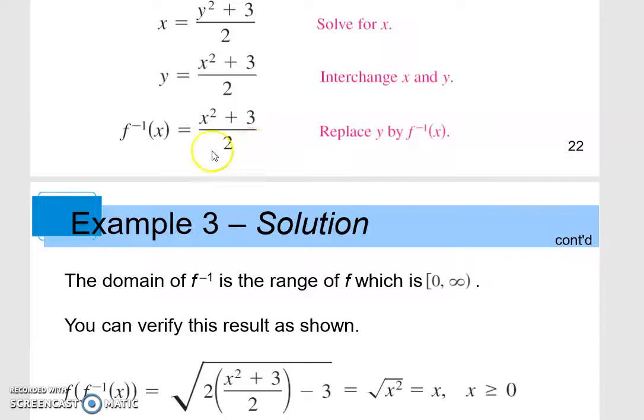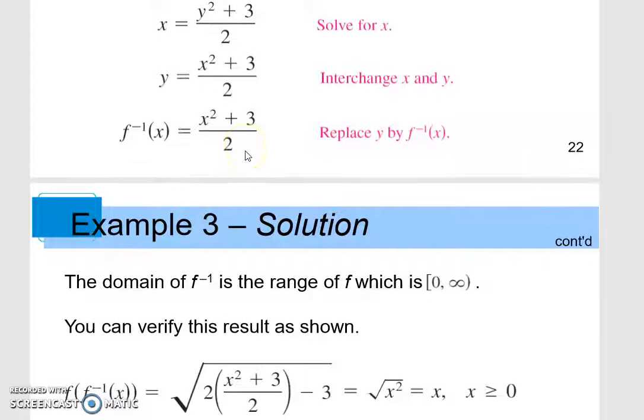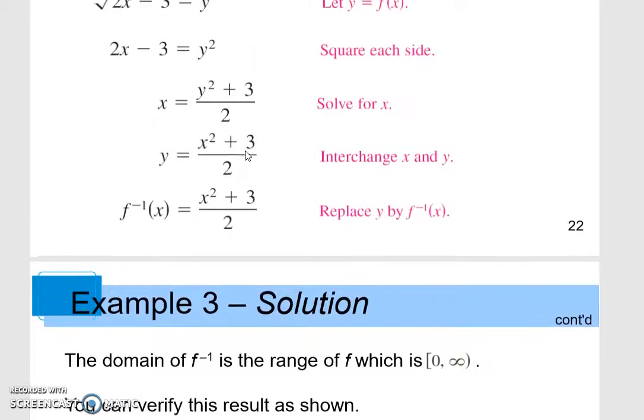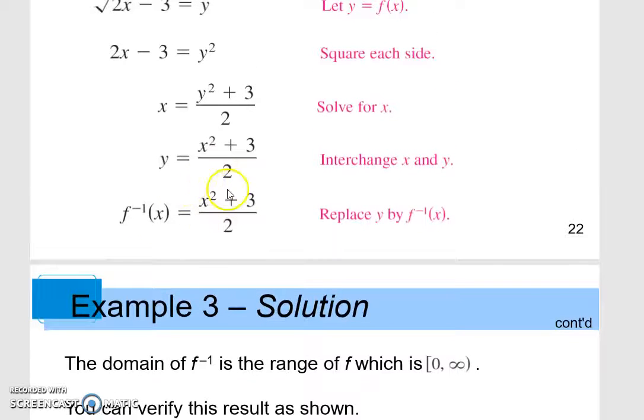We don't want all real numbers, because if you look at the function originally, you think, well, why not? We can plug in negative numbers. Well, the problem is if you start plugging in negative numbers, some negative numbers are going to give the same results. Let's say you plug in 1. Then you get 1 plus 3, which is 4, 4 over 2, so that's 2. So f inverse of 1 would equal 2.